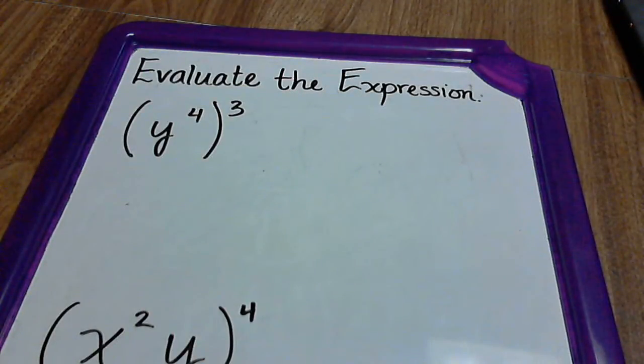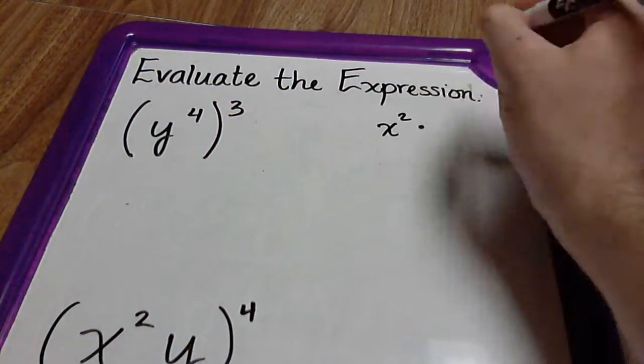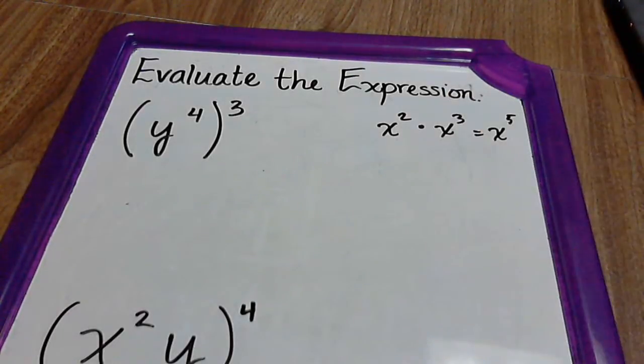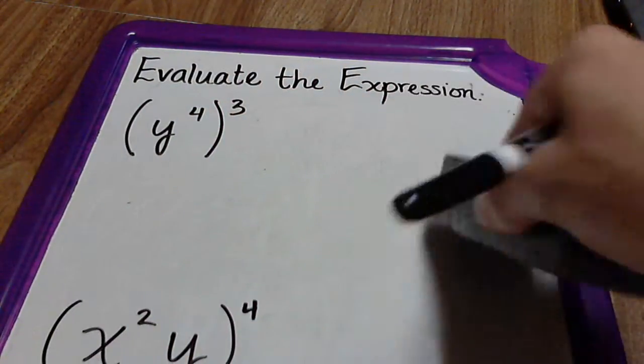Okay, here we go with part 2 of evaluating expressions with exponents. Okay, exciting stuff here. So in the past we learned about what happens when you have something like x to the second times x to the third. We add the exponents and we get x to the fifth power. Okay, well, we're going to do something similar to that now.